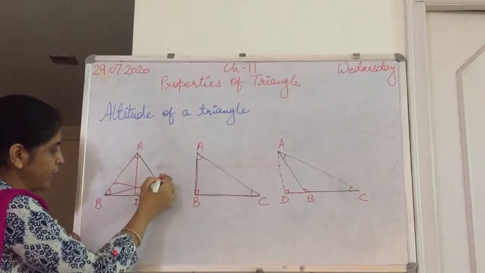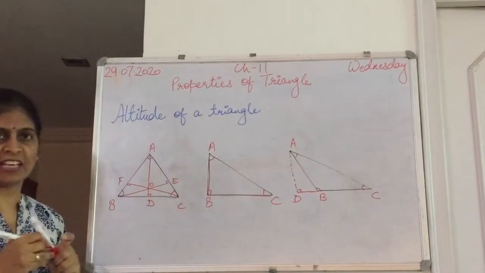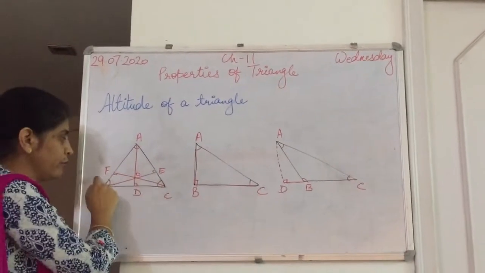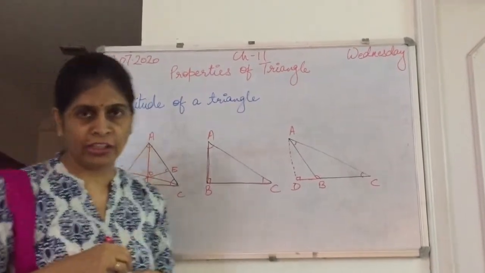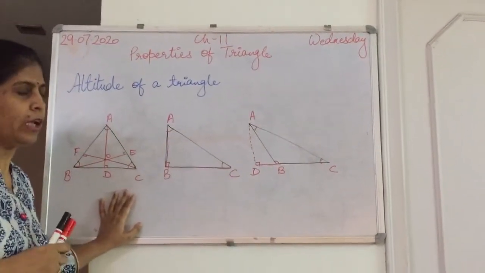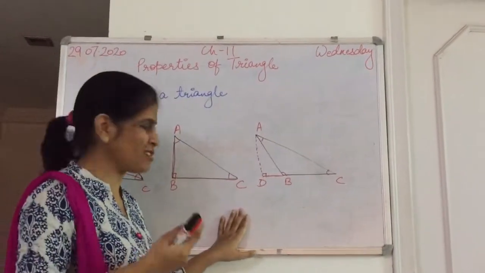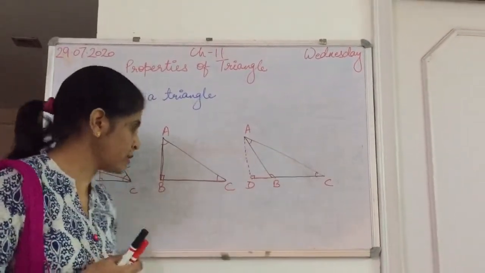So in this case, when we draw the perpendicular from all the vertices, you can see this point, again I am writing E, F, and this point I have given as O. So a triangle has a maximum of 3 altitudes. In an acute angle triangle, or an equilateral triangle, it has 3 altitudes. A right angle triangle has 2.